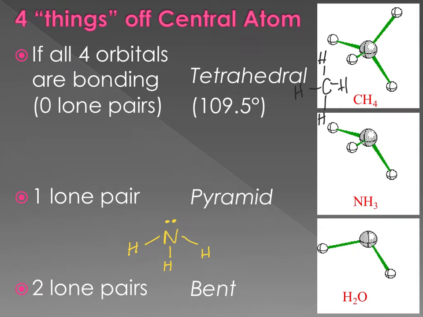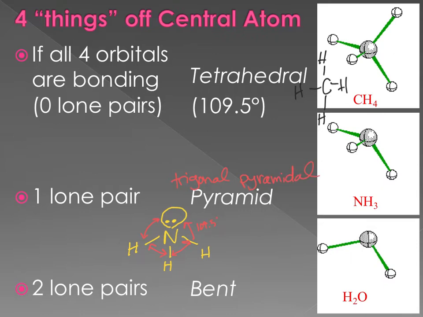And a lot of times we like to draw, we don't have to, but again, those pair of electrons are taking up some space. So again, between each of these electrons is 109.5 degrees, as far apart as possible. And that's called pyramid. A lot of times I will label it as trigonal pyramidal.